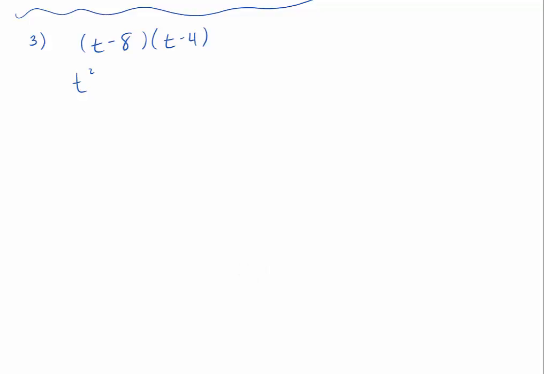T squared, t times negative 4, that's negative 4t. Negative 8 times t is negative 8t, and hopefully you're following along. I just did the inside. And then negative 8 times negative 4, so that's a plus 32. And then I'm going to simplify. You always have to simplify. So it's t squared minus 4t minus 8t, and so that combines to a minus 12t plus 32.